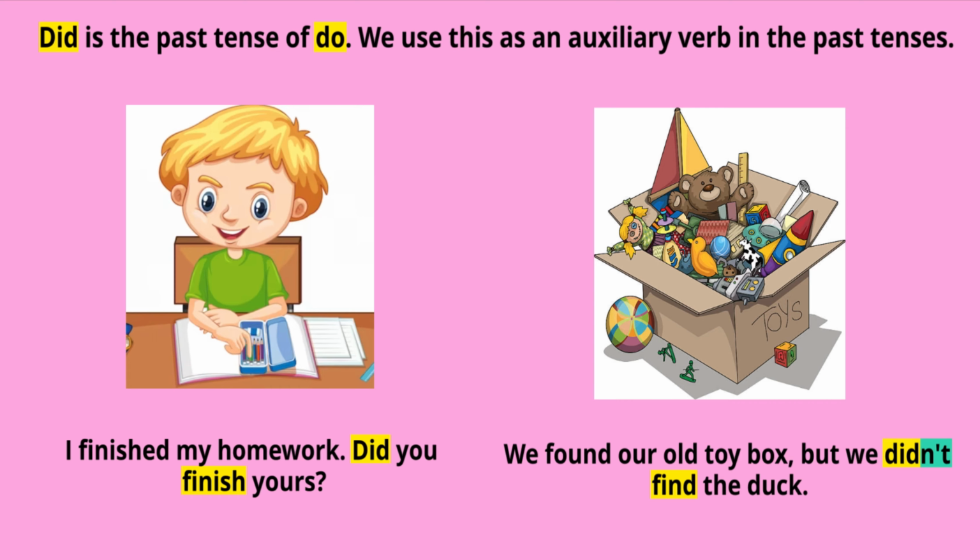In the second image, what do you see? You see a box of toys, right? We found our old toy box, but we didn't find the duck. Here, did is an auxiliary verb, but not will not make it an auxiliary verb because not is an adverb, and here find is the main verb. Got it?